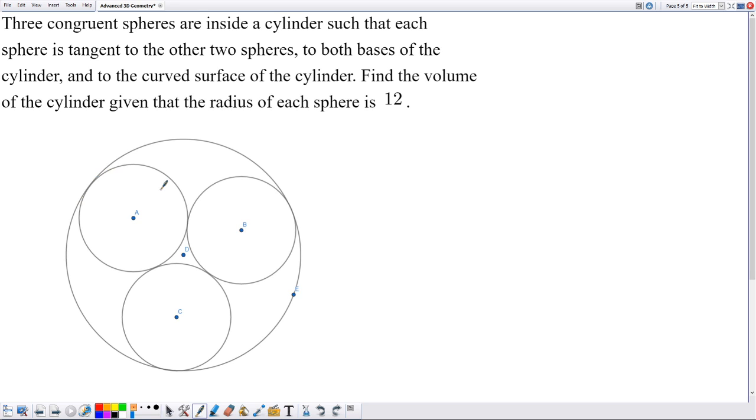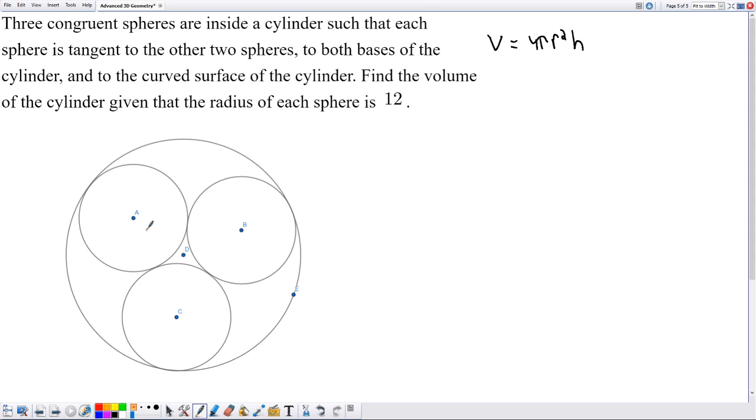Alright, so we're trying to find the volume of the cylinder. So the volume of a cylinder is pi times the radius of the cylinder squared times the height of the cylinder. So what we need to find is the height of the cylinder and the radius of the cylinder. Okay, well, the height we can figure out fairly simply. Each sphere is tangent to both bases of the cylinder, meaning each sphere touches the top of the cylinder and the bottom of the cylinder.